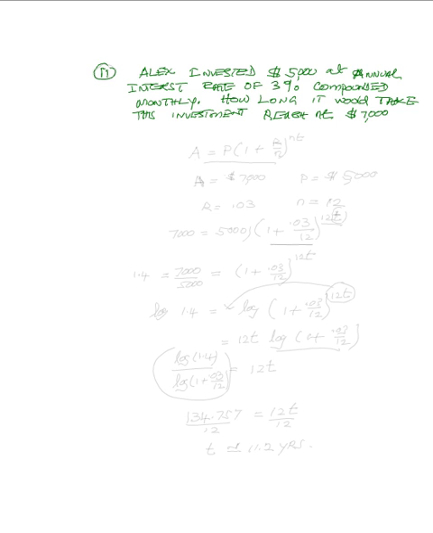Now let's look at another example. I'm calling that example 11. This is a little bit of a real world application. So let's say Alex invested $5,000 at an annual interest rate of 3% compounded monthly. How long would it take this investment to reach $7,000? So we are looking for the time.